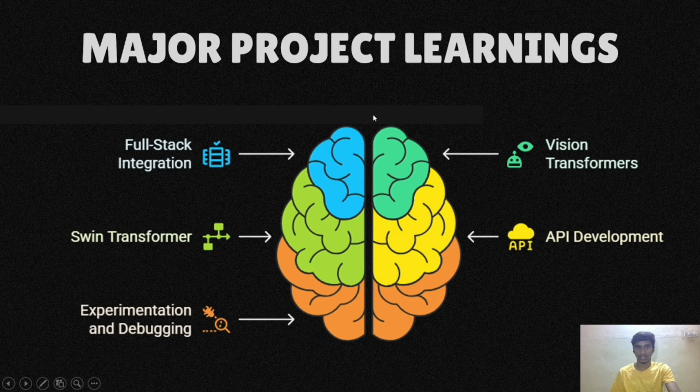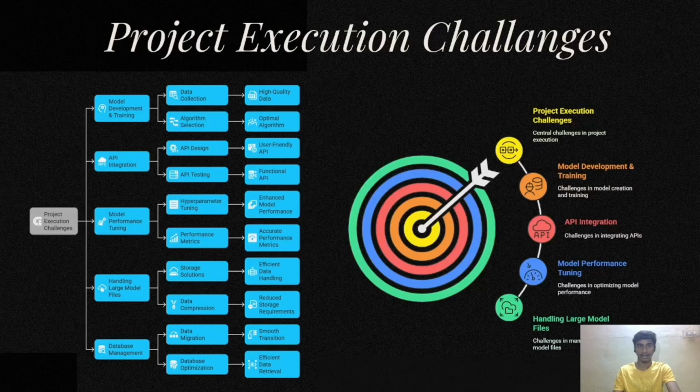And major project learnings. Our major project learnings in stale fruit detection are full stack integration, Swin Transformer, experimentation and debugging, vision transformer, and API development. These are the major project learnings. And these are the project execution challenges. The left side blue parts are basic execution challenges, and the right side parts are the most affected challenges which we have faced: model deployment and training, API integration, model performance, and handling large files. This is all the challenges we have faced.